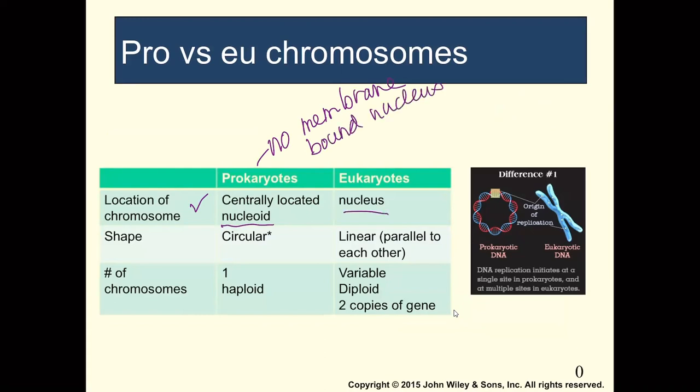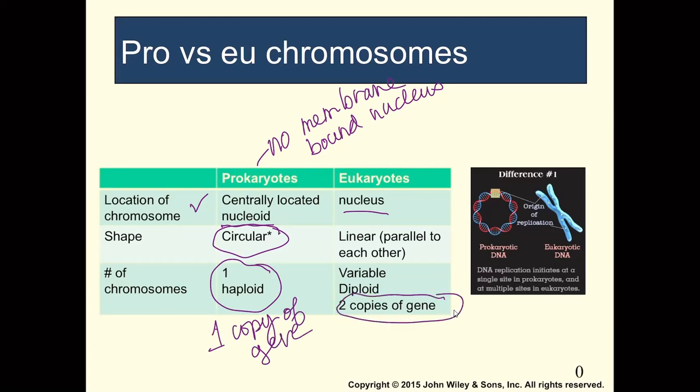Okay, and the eukaryote sits in the nucleus. Most of the time in prokaryotes, they're going to be circular, and there's only one, and it's haploid. So they only have one copy of a gene, whereas eukaryotes typically have two. They have different numbers of chromosomes depending on what the organism is. So some have more than we have, and some have less. And they're usually linear.